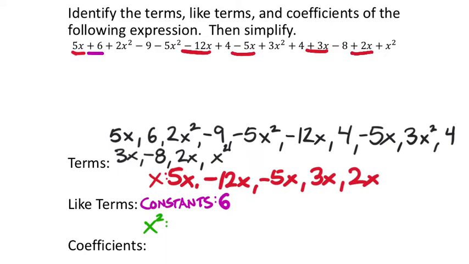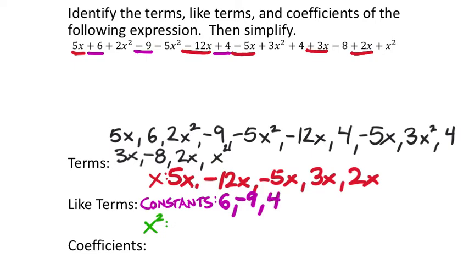It's good. Scanning, we got 2x squared. Nope, that's not constant. It has the variable. Okay, next up we do have the negative 9 though, which is a constant. It's just a number by itself. Negative 5x squared, no, we used the negative 12x, but then we see this positive 4 right there. So we'll list it as a constant.